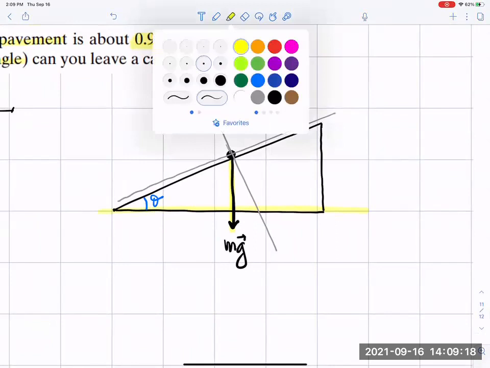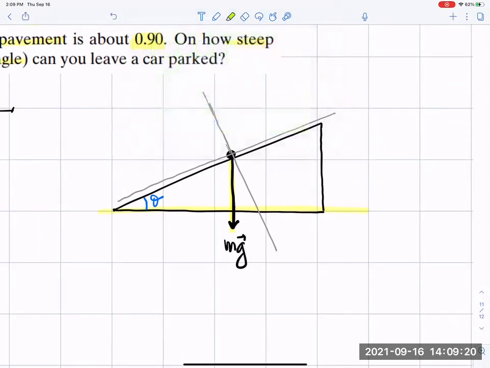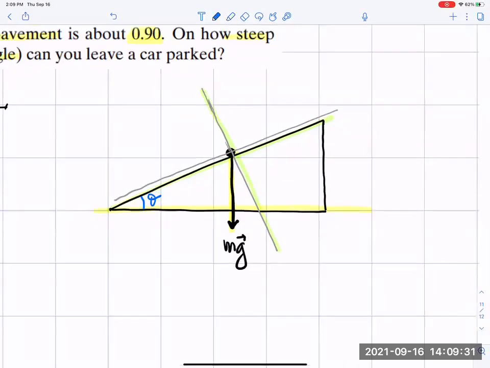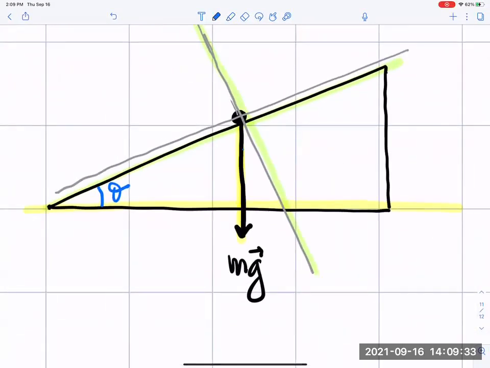Now I'm going to highlight with a different color. Let's say this is green. I'm going to define the other side of my angle theta. Now that is perpendicular to the y direction. So that shows you that the two angles that have corresponding sides perpendicular are equal. So this is how you find your angle theta in an inclined plane.